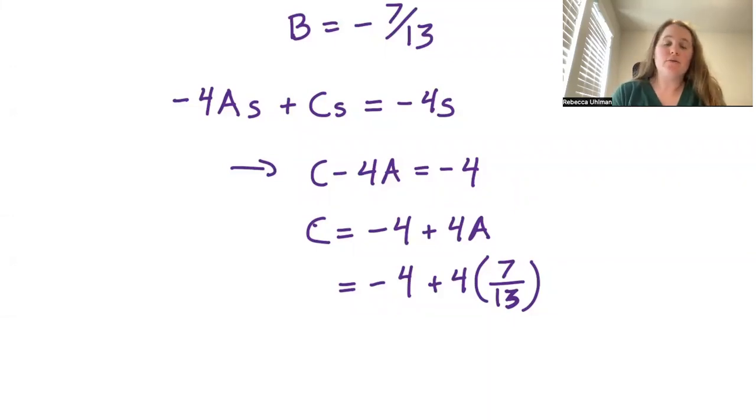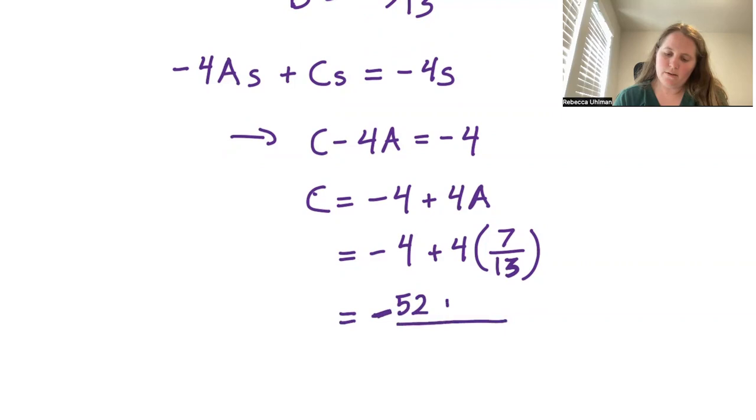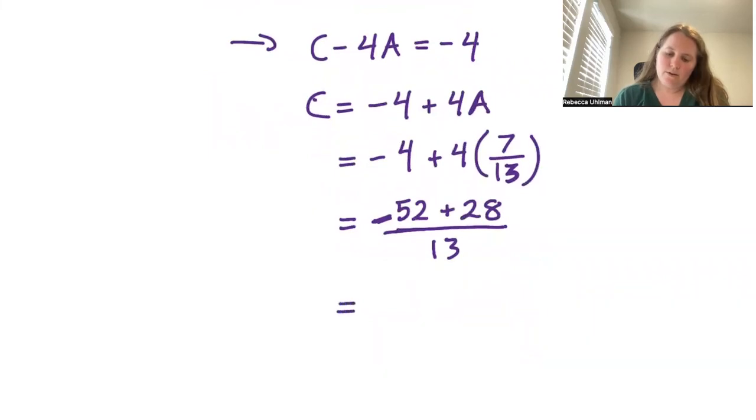So again, we had negative 4as plus cs. That coefficient was just c minus 4a. That should match the coefficient of negative 4 on the right. So we have c is equal to negative 4 plus 4a, or negative 4 plus 4 times 7/13. So we are looking at negative 52/13 plus 28/13, or negative 52 plus 28 over 13, which is negative 24/13.